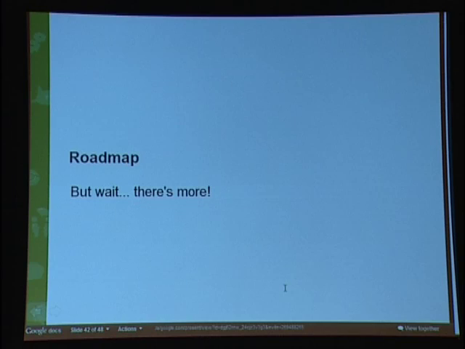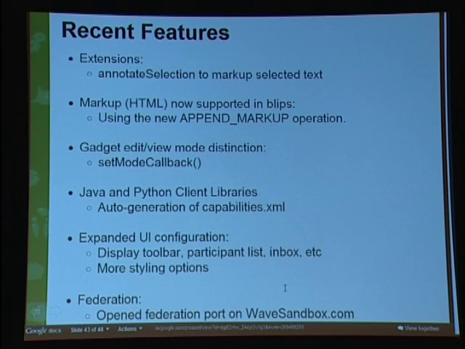Roadmap. So what we are planning to do with APIs and Federation. For the recent features for extensions, we added annotations, so you can mark up selected text in the Wave using extension installers. With the robot, we also now support markup operations. In the Gadget, we added the mode support and mode callback so that the gadgets can, in real time, detect the changes in the editor state.